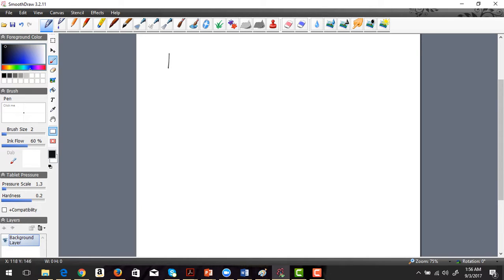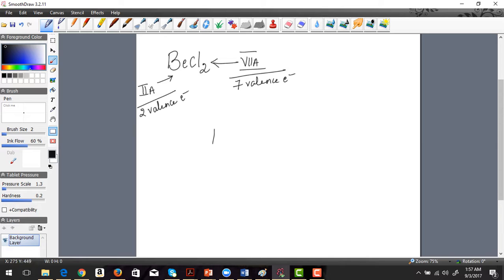Okay, let's look at BeCl2. Beryllium has a Roman numeral of 2A, and Cl, as always, has got 7A. This means beryllium has 2 valence electrons, and chlorine has 7 valence electrons. That means, as I've always said, the element that's least in count goes at the center, and the element that is greater in number goes on the outside.